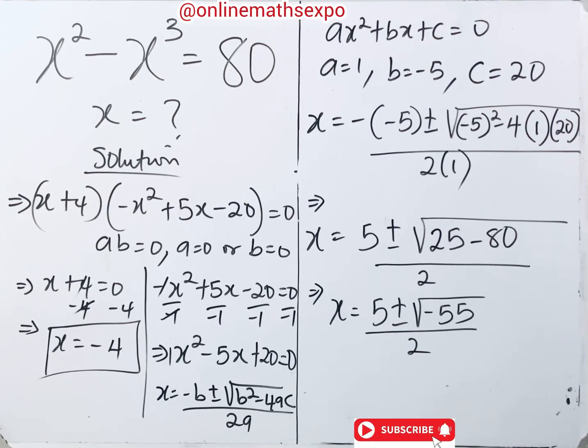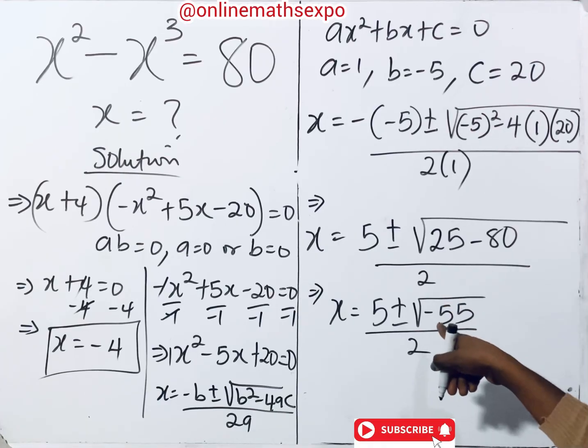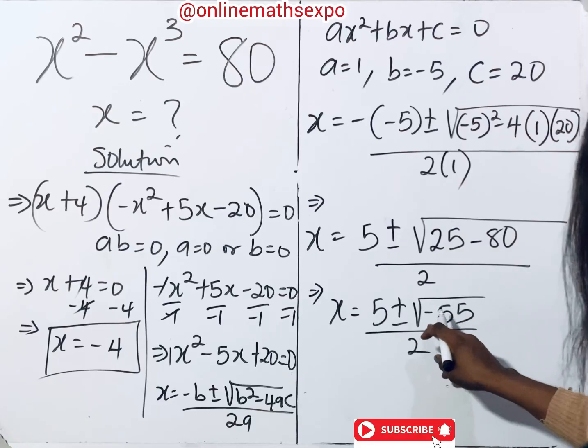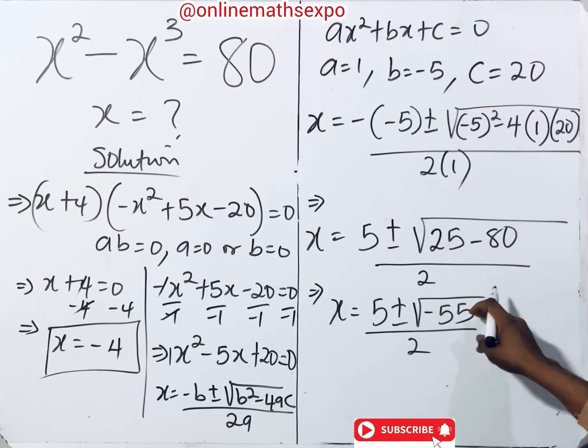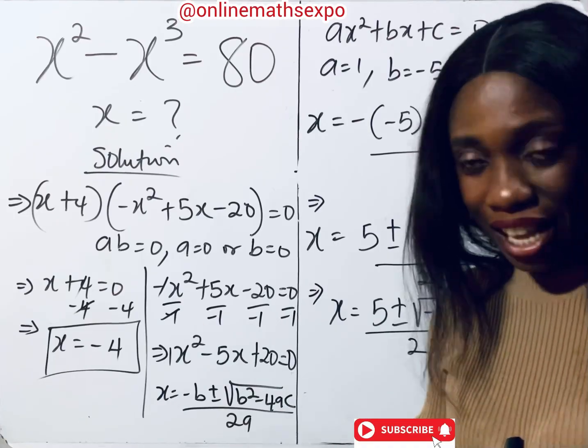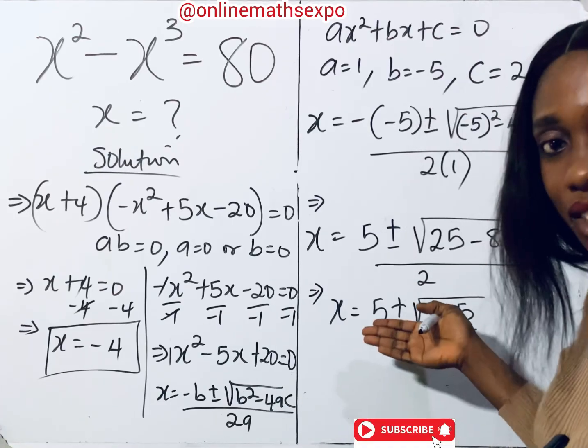Now, what did you observe? There is a negative sign inside this square root, and that has made this not to be a real solution, because no real solution can have a negative sign inside the square root, meaning this value cannot be found on a number line. Now, it means this is a complex solution.